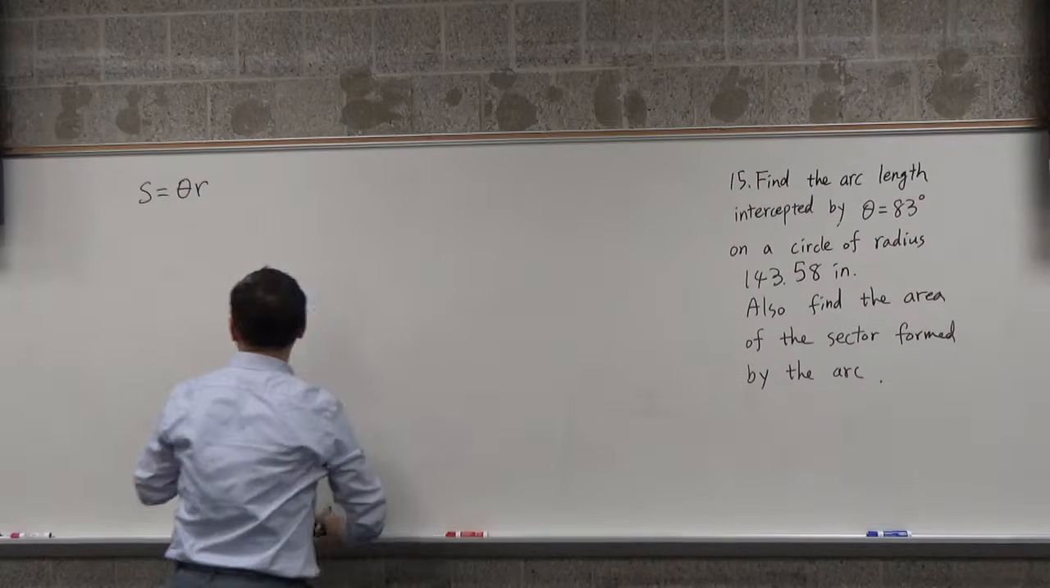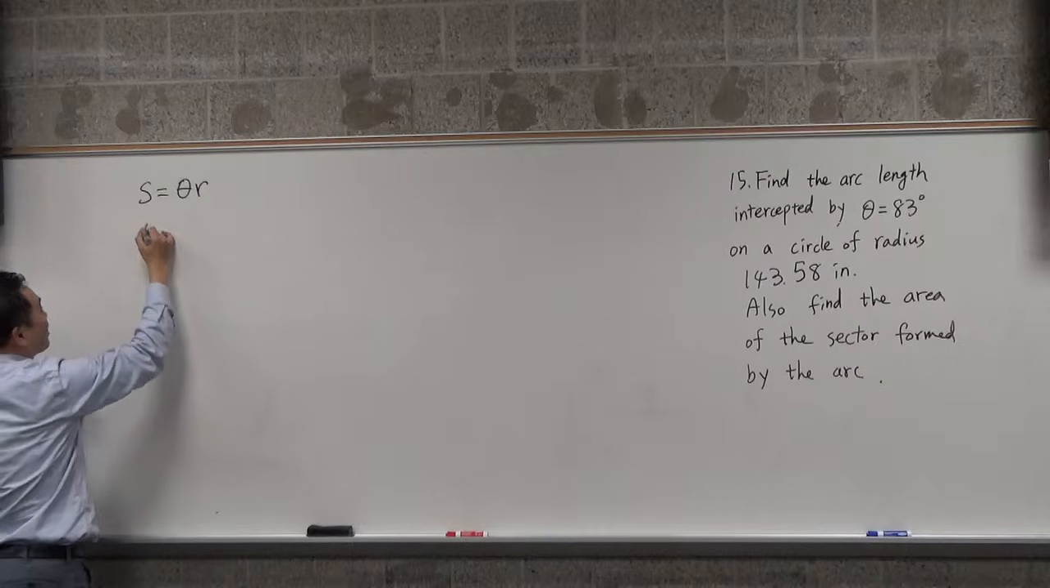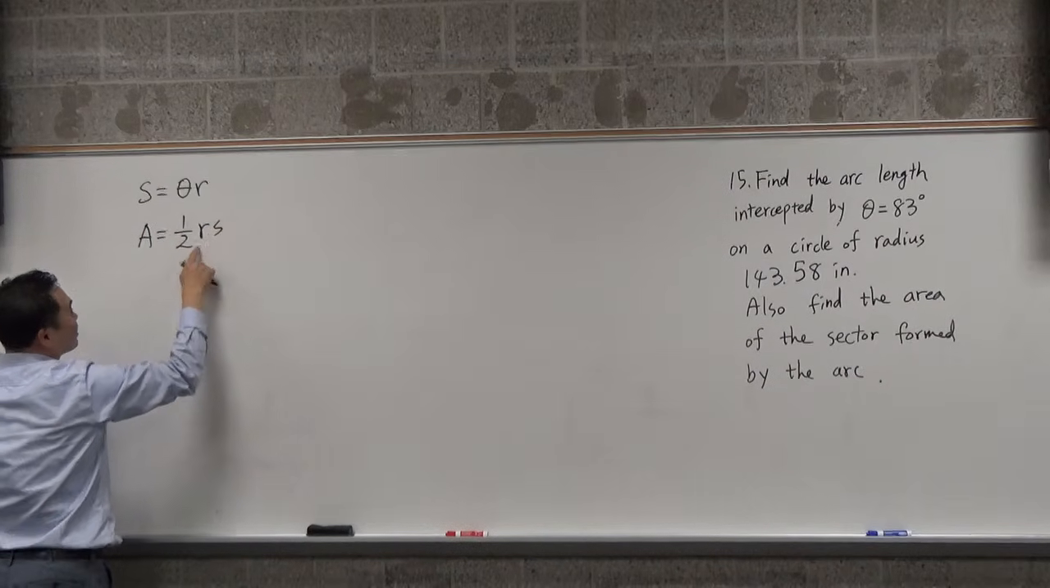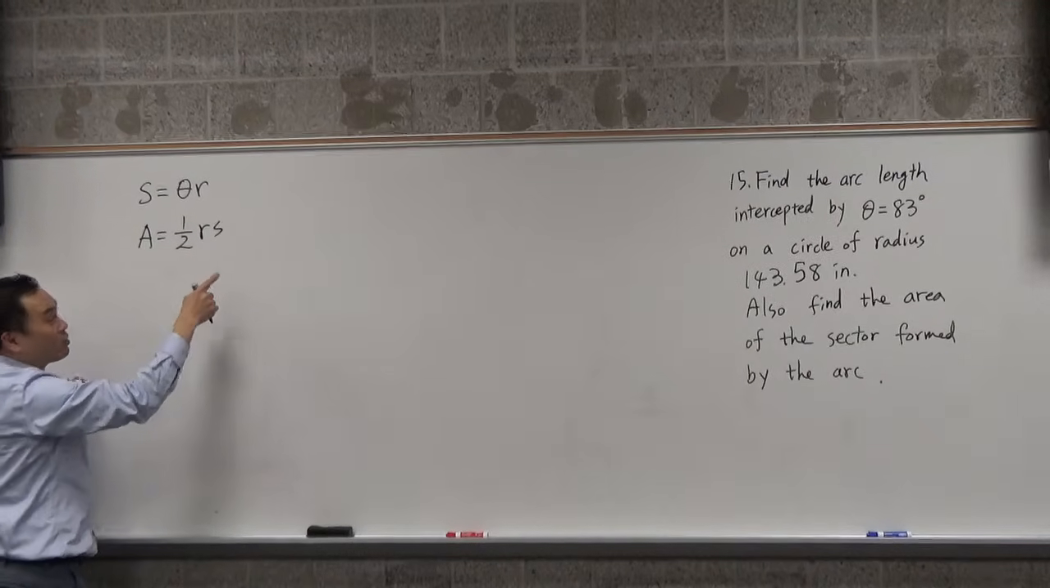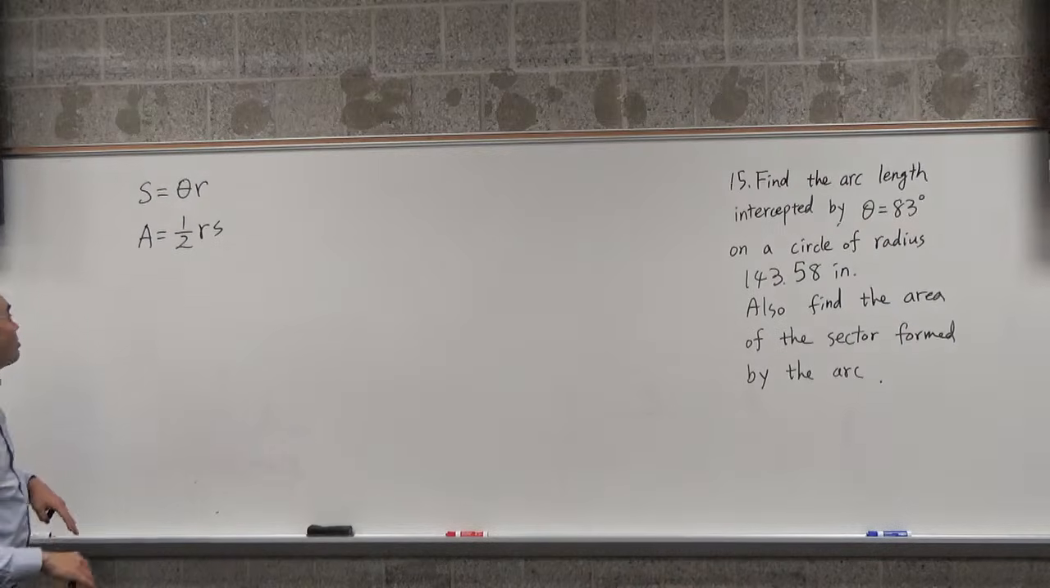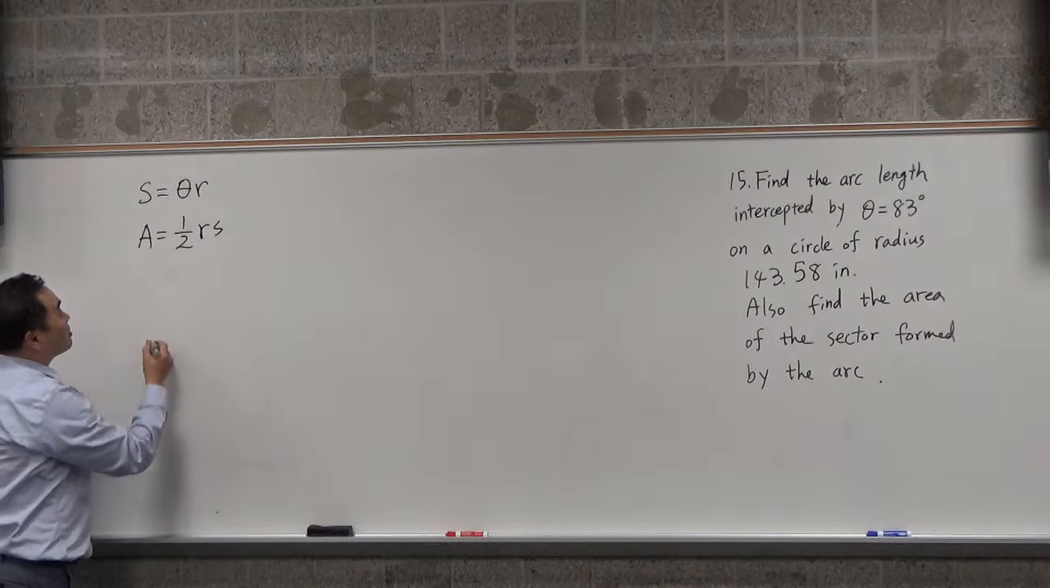So that's the arc length formula. What about the area? Area is 1/2 R S. And this really looks like the triangle area, which is 1/2 base times height, okay? So those are the ways to remember these formulas. Let's try to apply them.